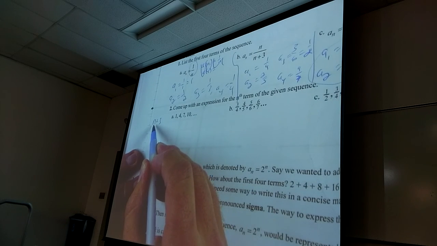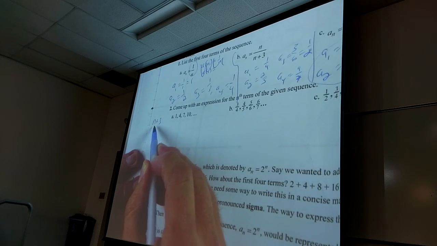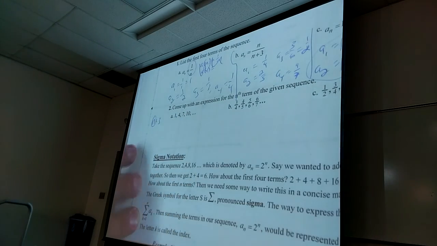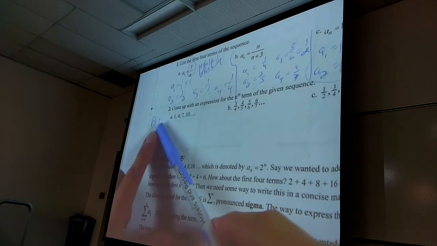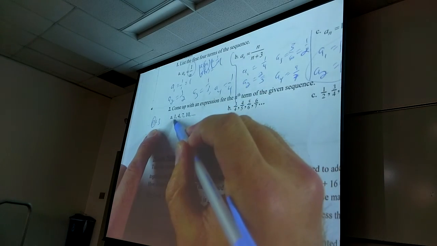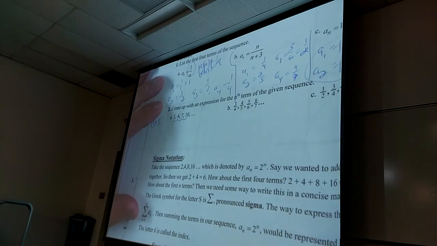A1 would be 1 plus 3 is 4. Oops. A2 would be 2 plus 3 is 5. Do you see how if it's n plus something, it's only going to go up by 1. Every time n goes up by 1, this is going to go up by 1. But how much do these go up by? 3. So I'm going to need 3n. So let me do it 2 ways.